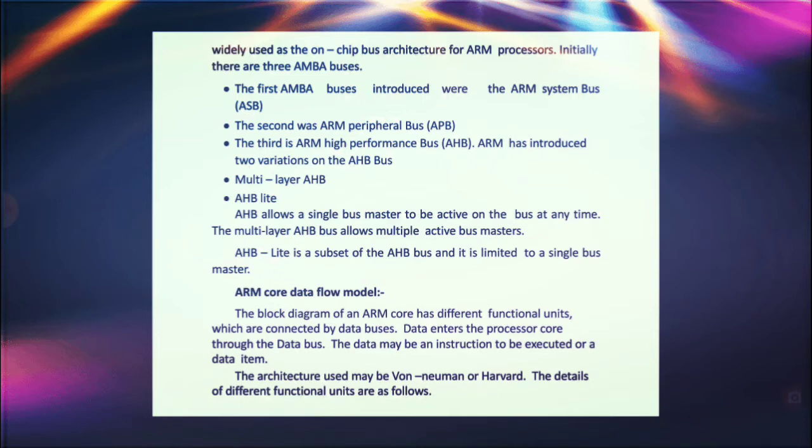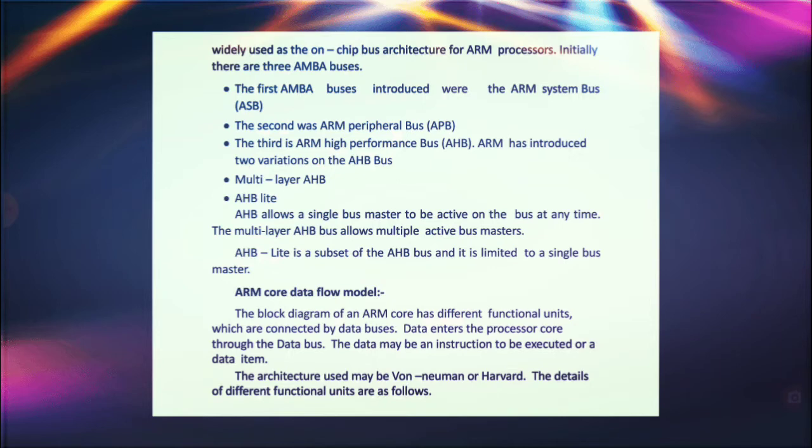Next one, AMBA bus protocol, advanced microcontroller bus architecture. Widely used as on-chip bus architecture for the ARM processor. Initially there are three AMBA buses. First one ARM system bus, second one ARM peripheral bus, and ARM high performance bus. ARM has introduced two variations on the AHB bus, multi-layer AHB and AHB Lite.